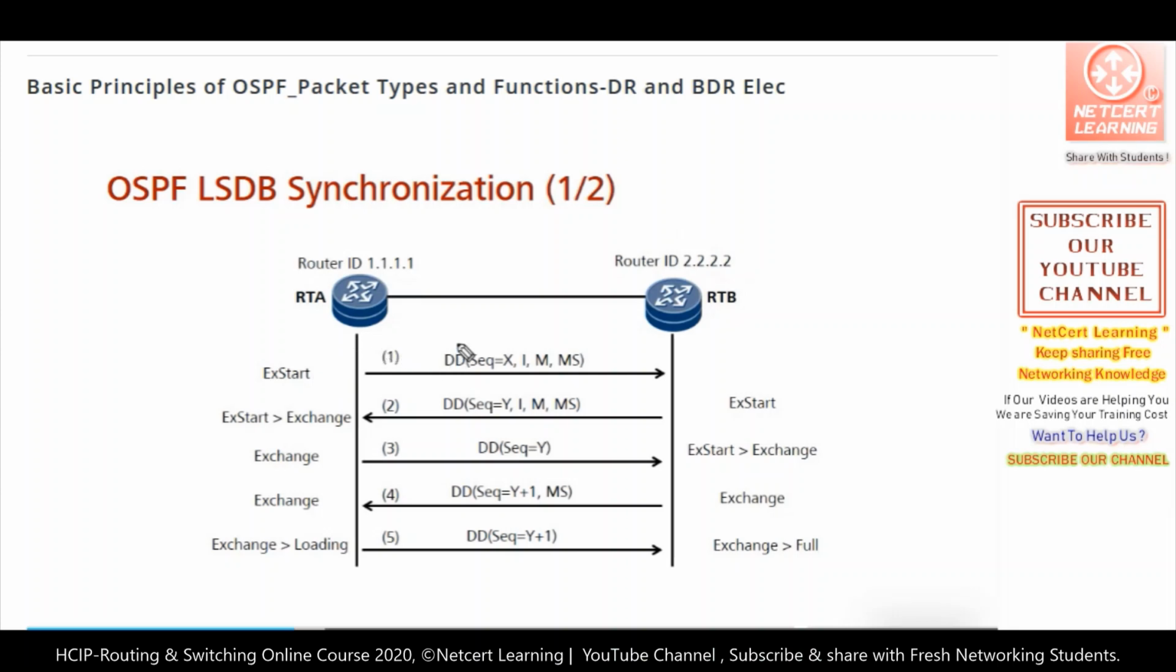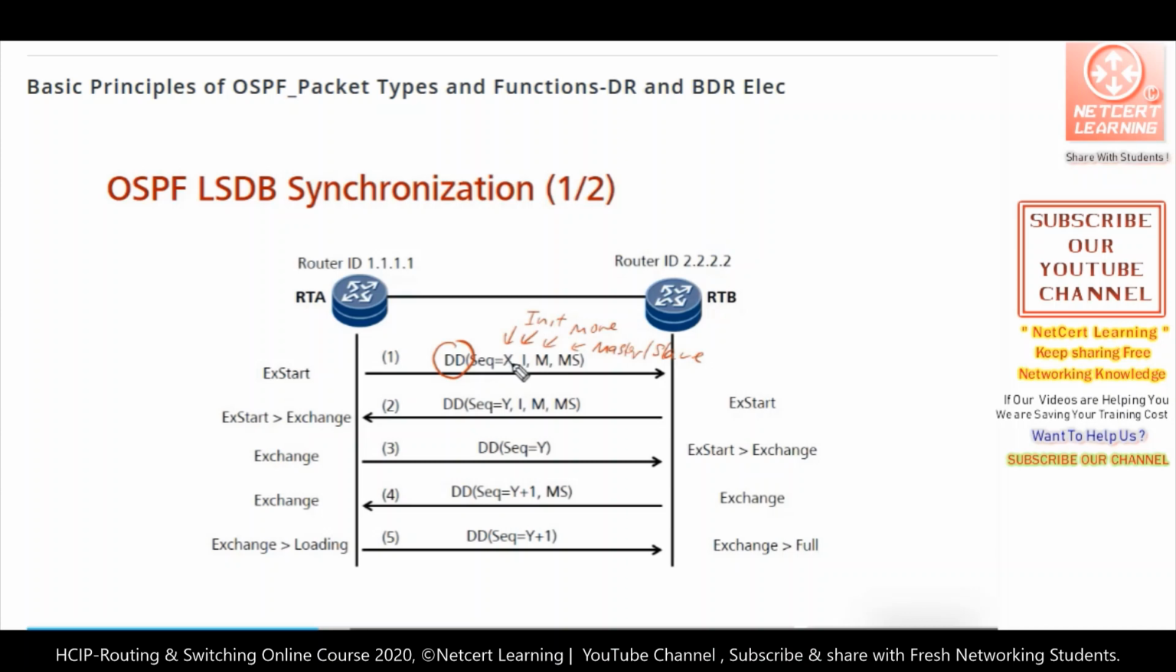Right now, router A is going to send a database descriptor from router A to router B. Now inside the database descriptor, we have the sequence. In this case, we have the ExStart sequence number X. We have a bit which is I. I stands for the init bit. Now this init bit will be set as 1, and this is the first in the sequence of the database description packet. Then we have the M. M stands for the more bit. More in this case indicates that more database descriptors follow, and MS stands for the master or slave bit.